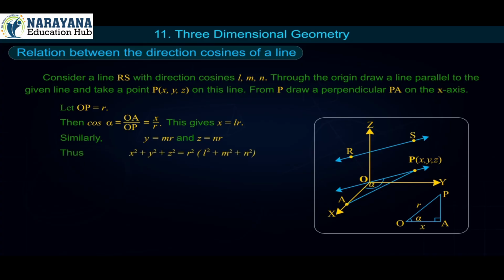Thus, x squared plus y squared plus z squared is equal to r squared into l squared plus m squared plus n squared. But x squared plus y squared plus z squared is equal to r squared. Hence, l squared plus m squared plus n squared is equal to 1.